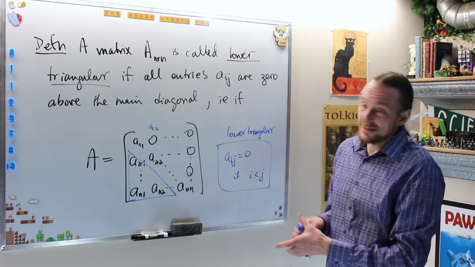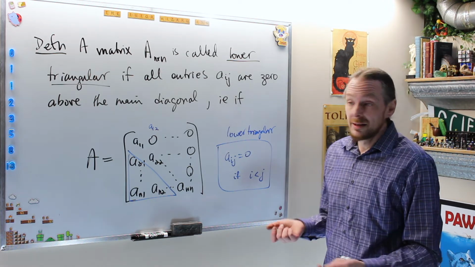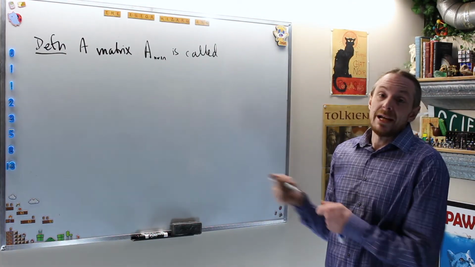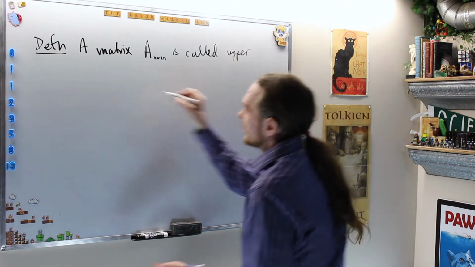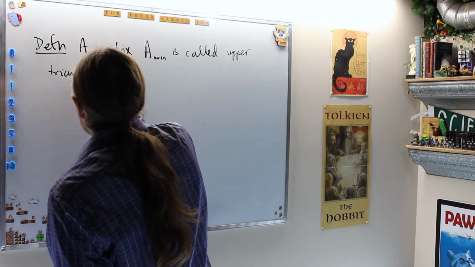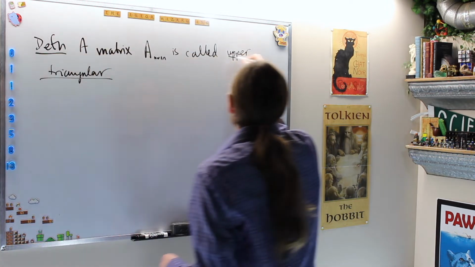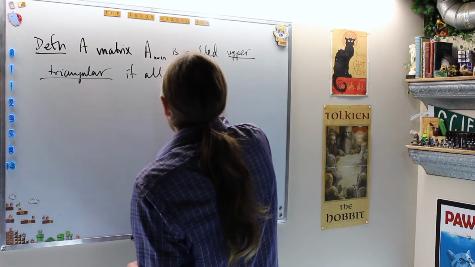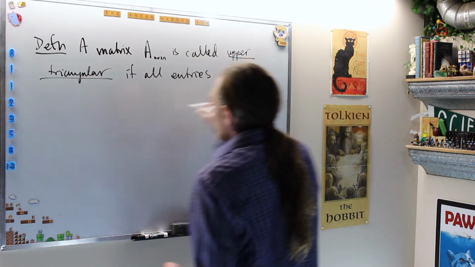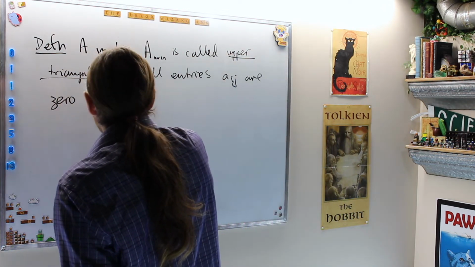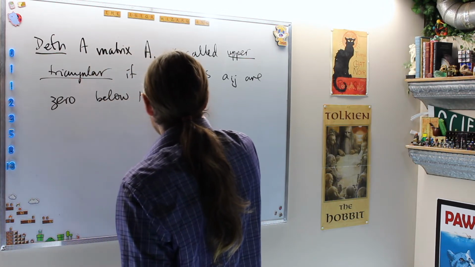We're going to flip that right on its head and discuss upper triangular. So, an n by n matrix is called upper triangular if all entries Aij are 0 below the main diagonal.